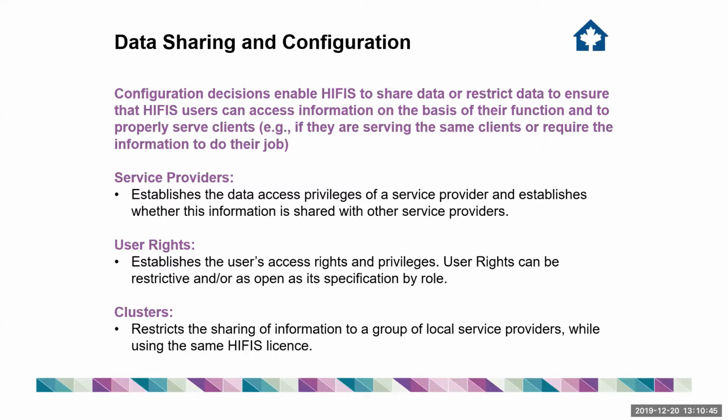through user rights. Service providers in HIFIS are essentially where transactions are happening. User rights dictate who gets to see what information, and clusters restrict the sharing of information to a subset of organizations or a single organization. Overall, HIFIS has over 2,000 data fields, over 600 different user rights, and over 100 different lookup tables. So there's a lot of things to configure when you start working through HIFIS.